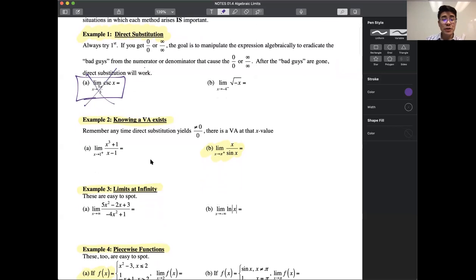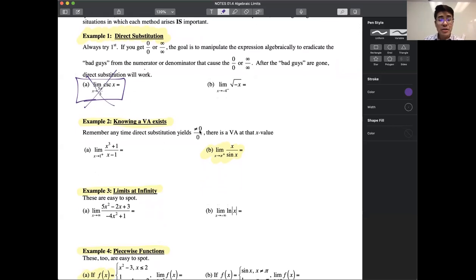However, you should know when a vertical asymptote exists, right? So this is when you get a number that's not 0/0. Don't forget that these things over here are your indeterminate form. So indeterminate does not mean 0, does not mean undefined. Indeterminate means for your limits, you have to do some extra work. That's why they're called the bad guys. So let's do part B of example 2. So this one's saying, let's evaluate the limit of x over sine of x as x approaches pi from the positive side.